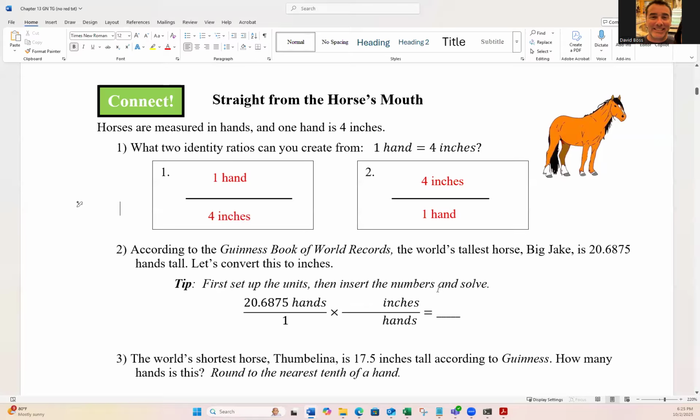So it's important to make sure you have the labels. You can't just put 1 over 4 or 4 over 1. You have to say 4 inches, and you have to say 1 hand. With any of these, you always have to label any number. Otherwise, you can get confused. You could put something in the wrong spot.